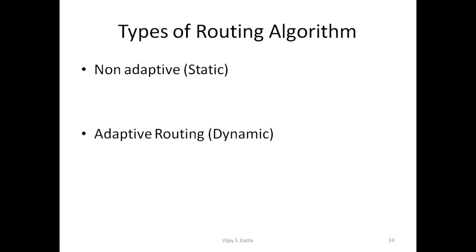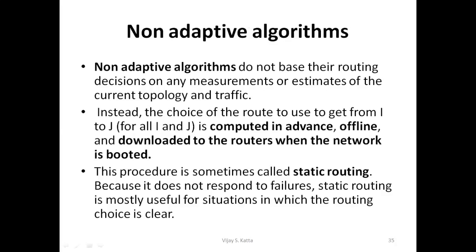On the broad sense, routing algorithms are divided into two parts. First one is called the non-adaptive routing algorithm, that is called static, and second one is called the adaptive routing algorithm, that is called the dynamic routing algorithm. In the static routing algorithm, the path is computed in advance in offline mode and downloaded to routers when the network is booted. It means if some changes occur in the network after installing this routing algorithm, then the wrong path will be selected and it might be possible your complete mechanism will fail.